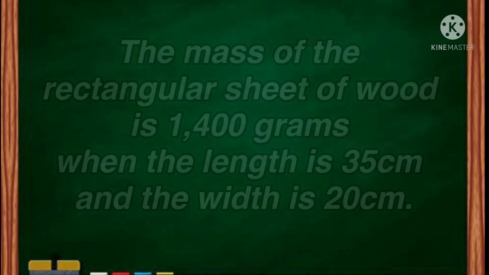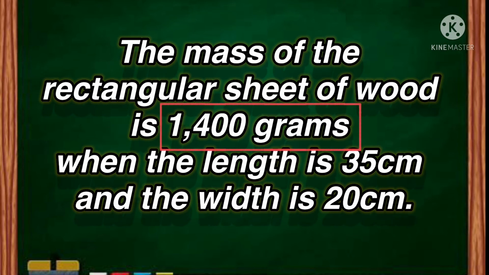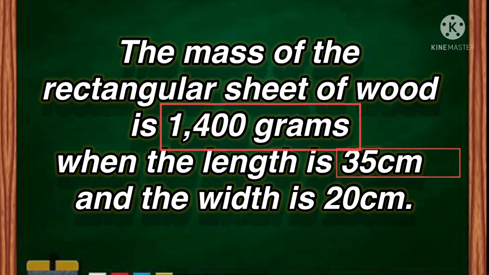So, the mass of the rectangular sheet of wood is 1,400 grams when the length is 35 centimeters and the width is 20 centimeters.